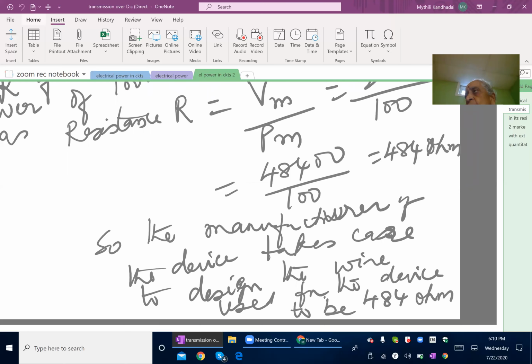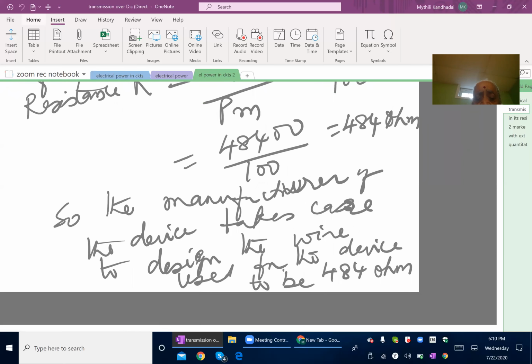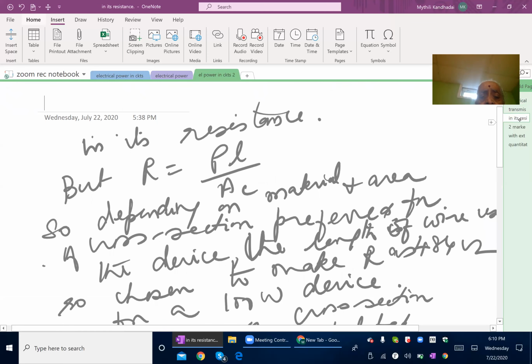becomes 484 ohms. So the manufacturer of the device takes care to design the wire used for the device to be 484 ohms. So having given that the resistance is 484, how do they calculate what length they should choose? For that, they use the relation R equals rho L by A. Rho is the resistivity of the material, which we have already seen in current electricity.